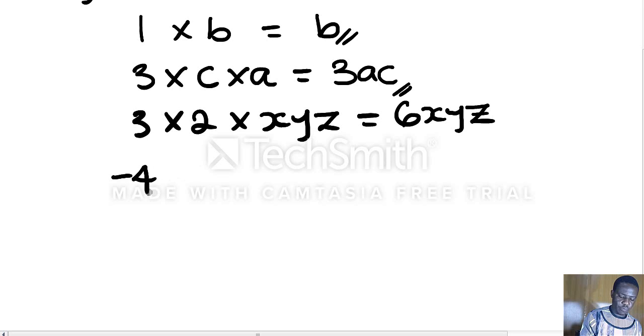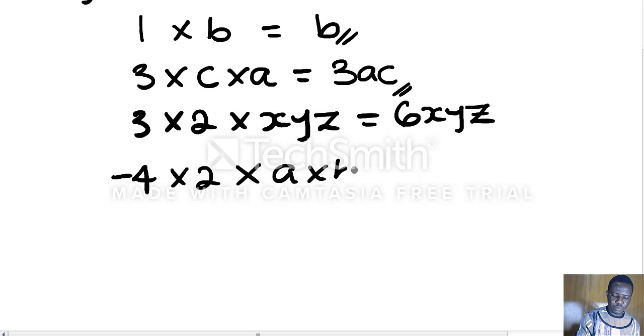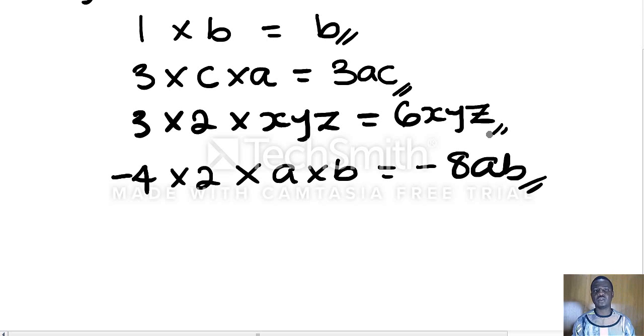We can also look at negative numbers, negative directed numbers. Example, minus 4 times 2 being multiplied by a times b. This will also give us minus 8ab. So all these are referred to as algebraic terms.